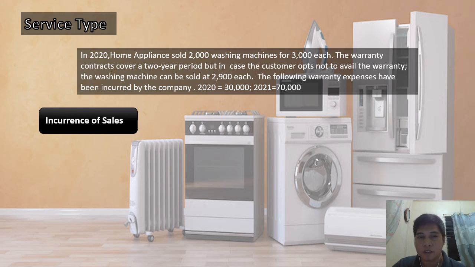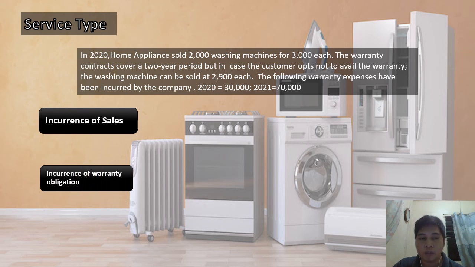So under incurrence of sale, we have to record the sale of the washing machine. But in this case, we have to separate the sale of the warranty contract. Since the warranty contract is a future sale or future revenue, hindi po tayo mag-record niyan ng outright sale. So the 2,900 will be considered as an outright sale, and the 100, which is part of the warranty contract, should be treated as unearned revenue.